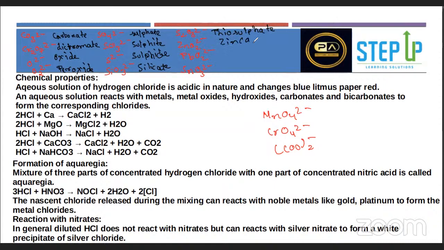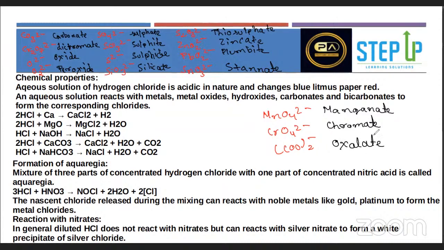Zincate, plumbite, then this will be stannate. MnO4 2 minus will be manganate. CrO4 2 minus will be chromate. And this will be what? Oxalate. C2O4 2 minus will be oxalate. It's always a divalent negative ion.